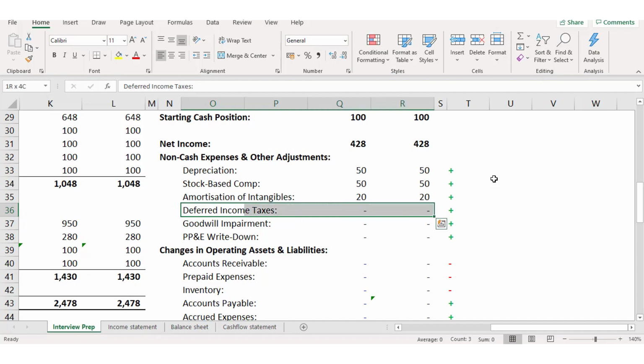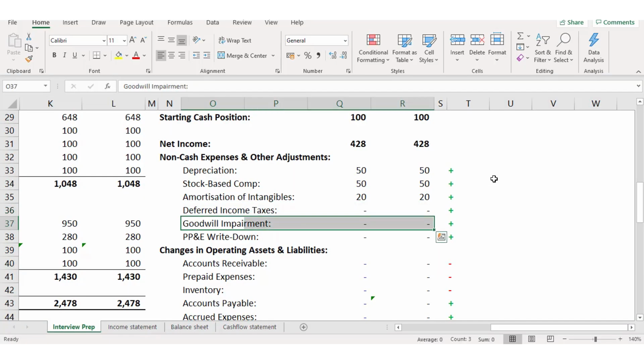Deferred income tax, again, here we know that we have to pay those taxes, but we just haven't paid them out yet. We're just delaying it. So what that means is we still have that cash, so we can add it back to our net income to get to our actual cash position.